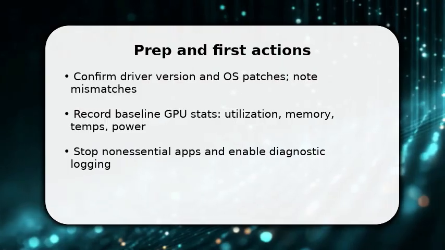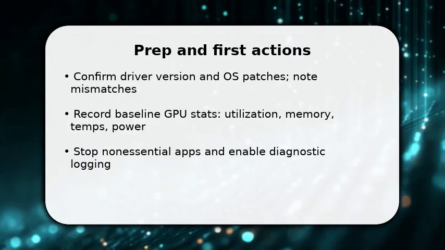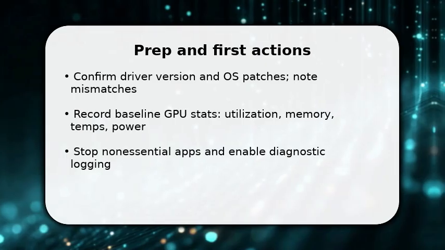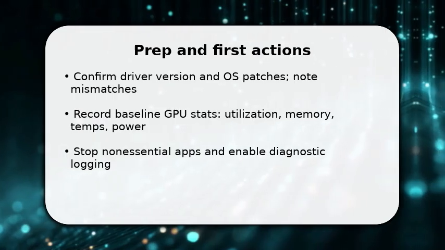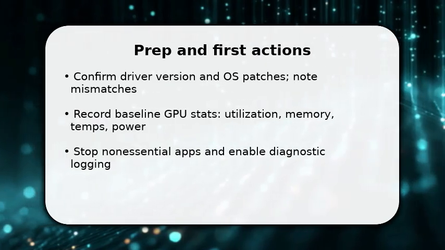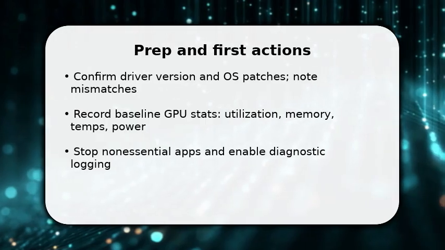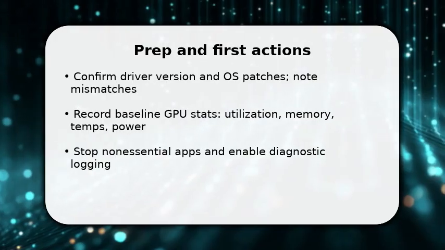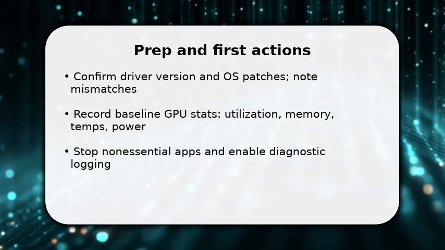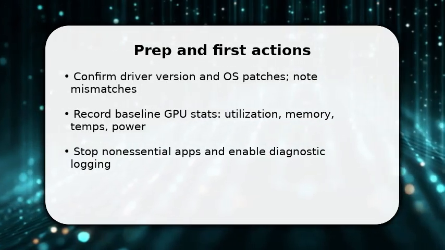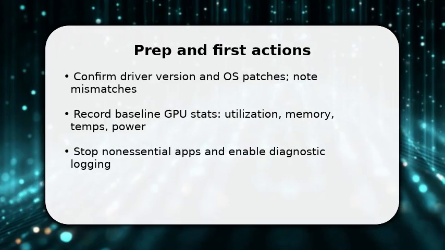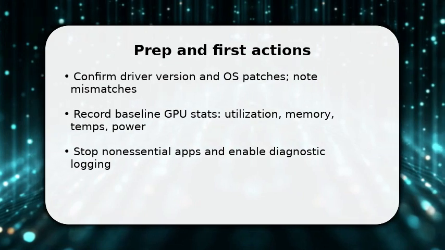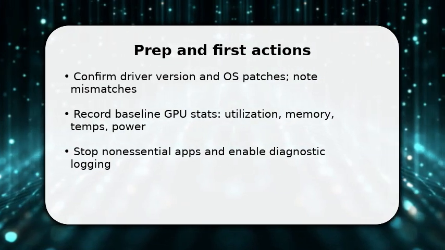You start by verifying drivers and system patches because mismatches often cause spikes. You need a trustworthy baseline. Measure GPU utilization, memory use, temperature, and power draw with a monitoring tool for 5 minutes. Once done, stop any non-essential background apps to reduce noise while you test. Enable detailed driver and application logging so you can correlate events. This initial step both limits variables and creates data you will use to identify the true spike triggers.